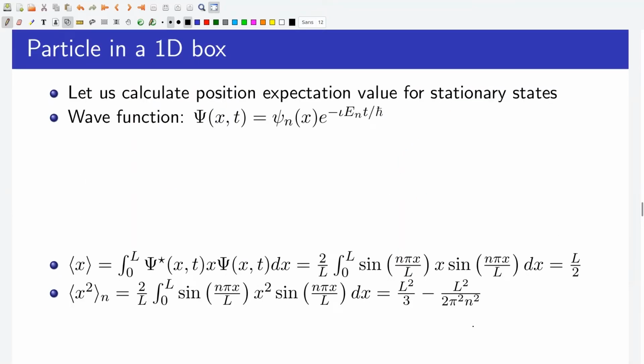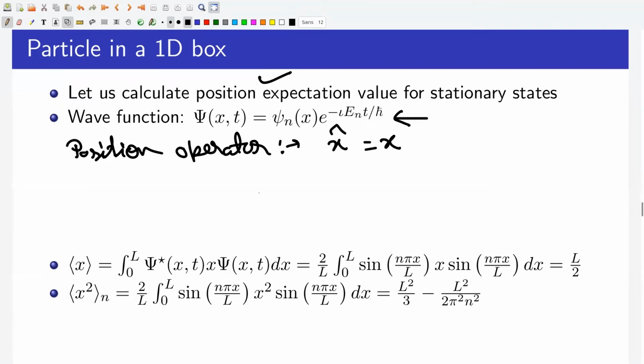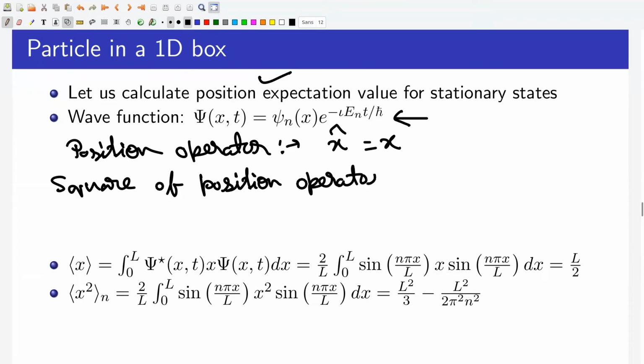Now, let us calculate some expectation values, and we start with position expectation value. The wave function is given by this. The position operator is just a function x, and we can also define the square of the position operator, which is given by a function x square.